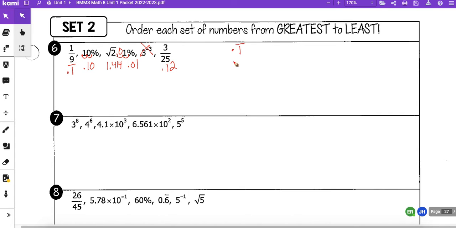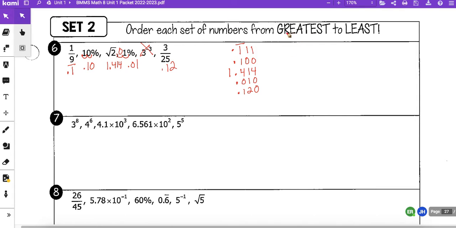0.1 repeating, 10 hundredths, 1 in 414 thousandths, 1 hundredth, and finally 12 hundredths. Okay, and I'm going to go ahead and drop zeros here. And then here, I'm not going to drop zeros because it's repeating. I'm going to drop ones.